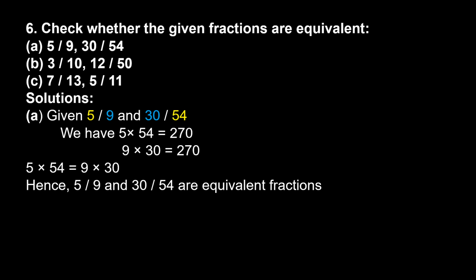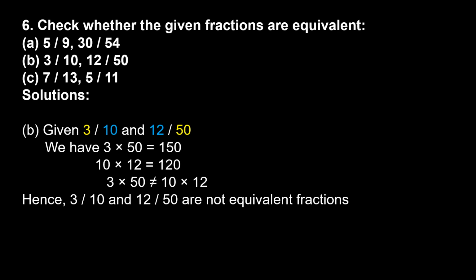Okay. So let's see another question. B1. Look, 3 divided by 10, 12 divided by 50. So multiply 50 and 3. We get 150. Multiply the means. Means inside. So 10 into 12. You get 120. Are they equal? No. So they are not equivalent fractions.